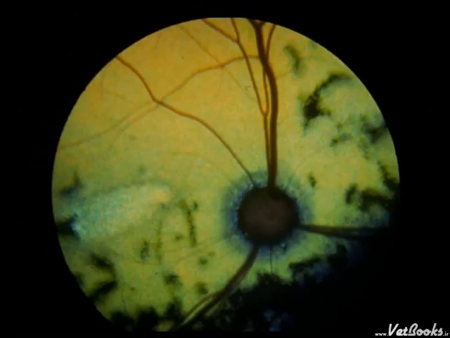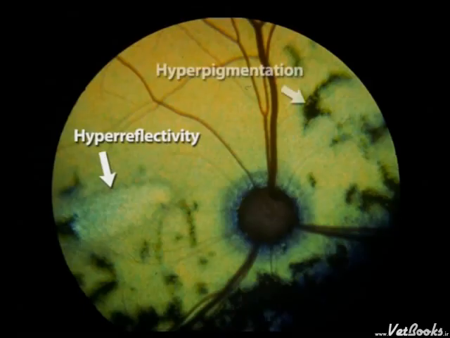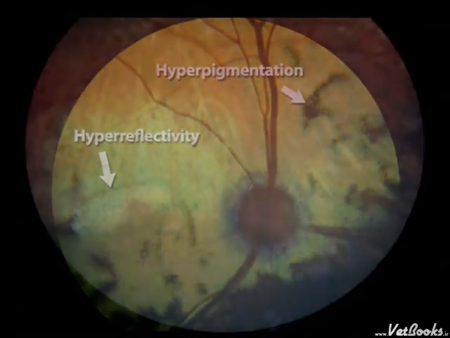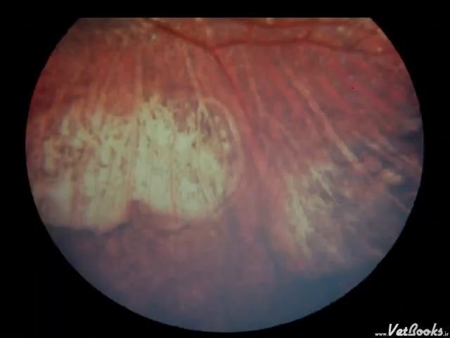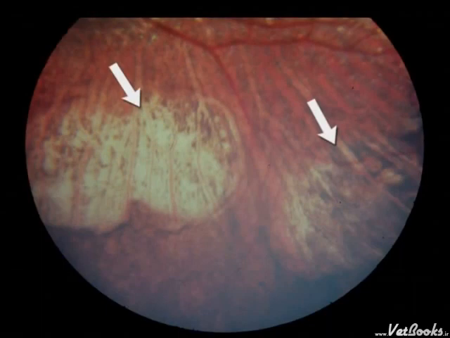In this case of nutritional deficiency, there is an area of hyperreflectivity in the tapetal fundus. This was caused by retinal thinning due to chronic inflammation. There is also hyperpigmentation. Here, post-inflammatory lesions in the non-tapetal fundus appear as areas of depigmentation. The surrounding fundus is pigment dilute, which is a normal variation.